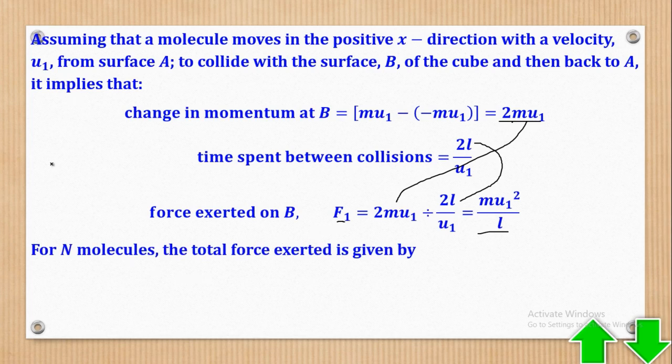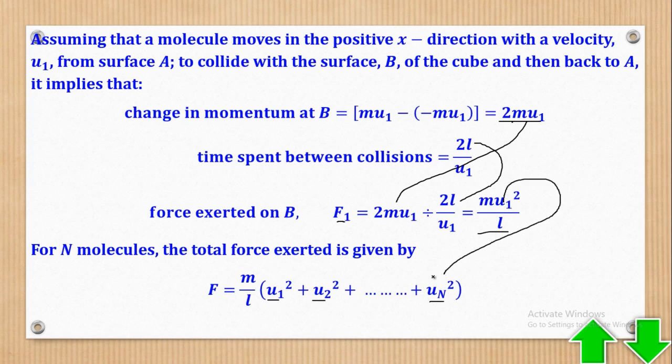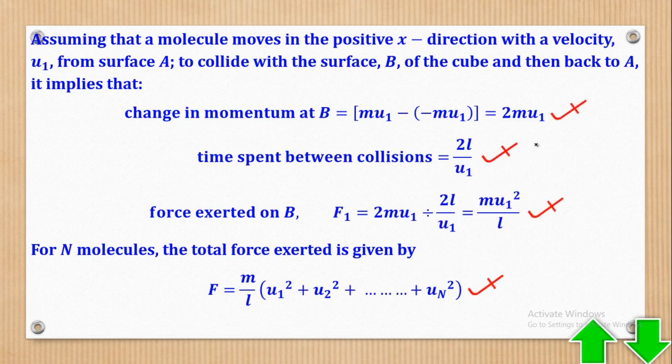Now that was for a single molecule. Now for n molecules, the total force exerted is given by that. So these are all the molecules, u1 for molecule 1, u2 for molecule 2, and up to un for molecule n. So we are only substituting here. This was for one molecule, but now this is for n molecules. So before going to the next slide, half a mark for this, half a mark for this, half a mark for this, half a mark for that.